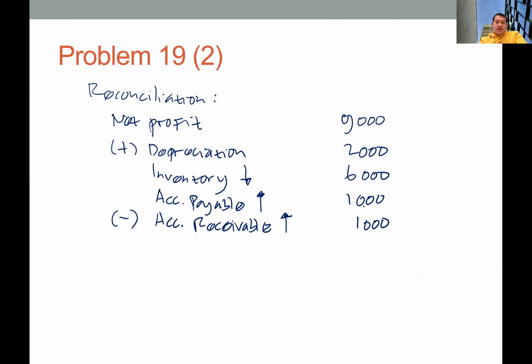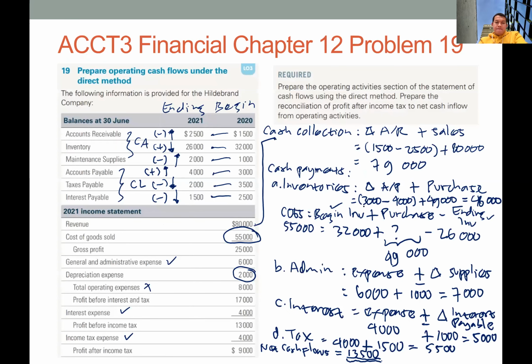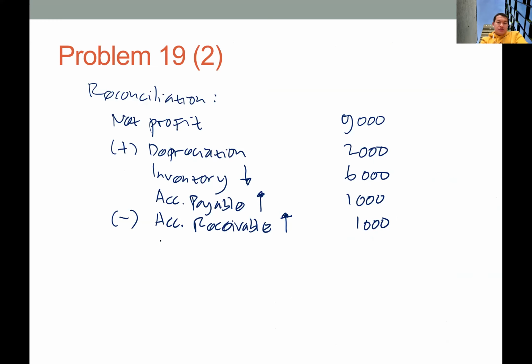Okay, and next is what is increase in the supplies. So supplies increase by 1,000. Also minus.